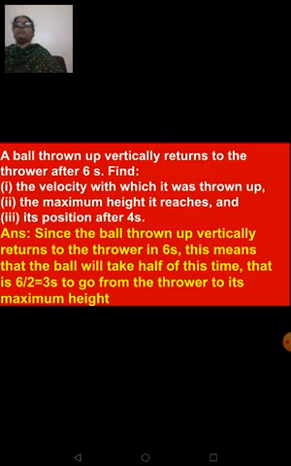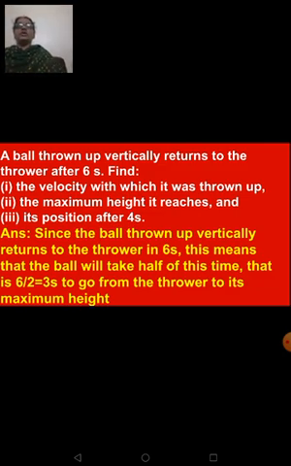See, a ball thrown up vertically returns to the thrower after 6 seconds. Find the velocity with which it was thrown up, the maximum height it reaches, and its position after 4 seconds. They have just given the statement. Means a ball is thrown up vertically, and this ball reaches the person who has thrown it up after 6 seconds. They've asked you to find three things here. One, the velocity with which it was thrown up, second, the maximum height it reaches, and then its position after 4 seconds. So let us solve this one by one.